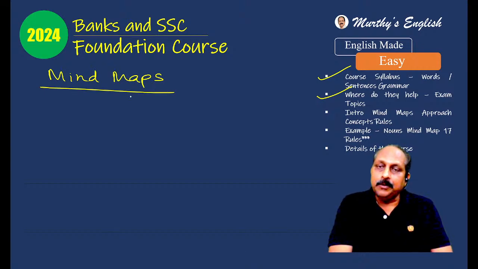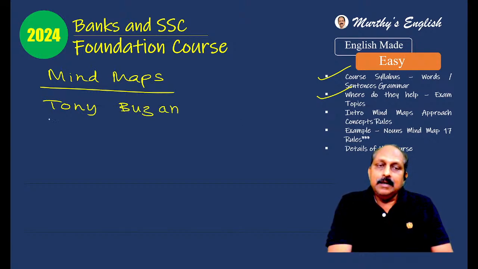What is the approach you have to take? Mind maps. First, I will talk about mind maps, then I will give the example of noun, how to learn with the help of mind maps. What are these mind maps? Actually, this concept was given by a person called Tony Buzan. He is known as the father of memory techniques.